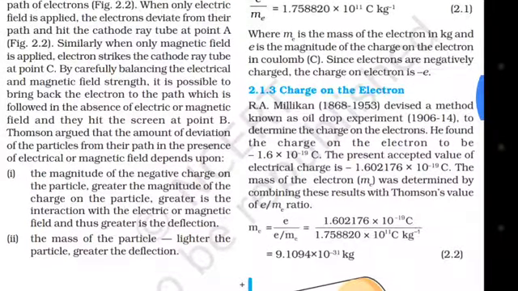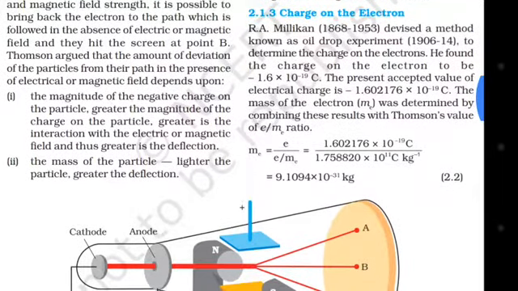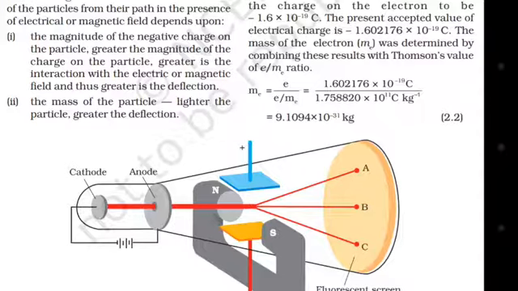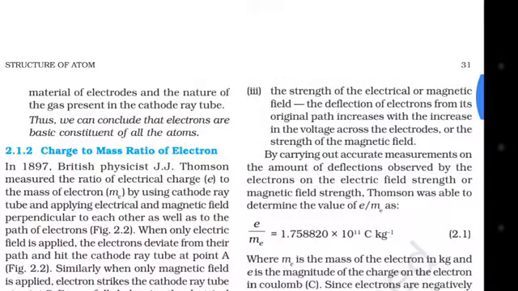Thomson argued that the amount of deviation of the particles from their path in the presence of electrical or magnetic field depends on the following. First, the magnitude of the negative charge of the particle: greater the magnitude of the charge, greater is the interaction with the electric or magnetic field, and thus greater is the deflection. Second, the mass of the particle: lighter the particle, greater the deflection. Third, the strength of the electrical and magnetic field: the deflection of electrons from its original path increases with the increase in the voltage across the electrodes or the strength of the magnetic field.